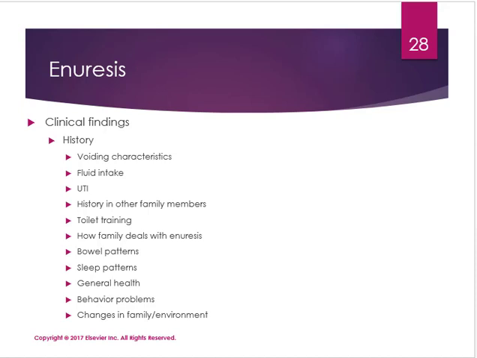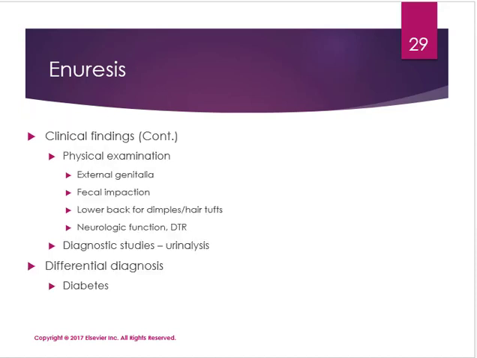On physical exam, you're going to look at external genitalia, if there's any concerns for fecal impaction, looking at the lower back for dimples or hair tufts, and then also assessing for neurological functions and doing deep tendon reflexes. With any child that presents with enuresis, a urinalysis is always recommended to rule out a UTI.